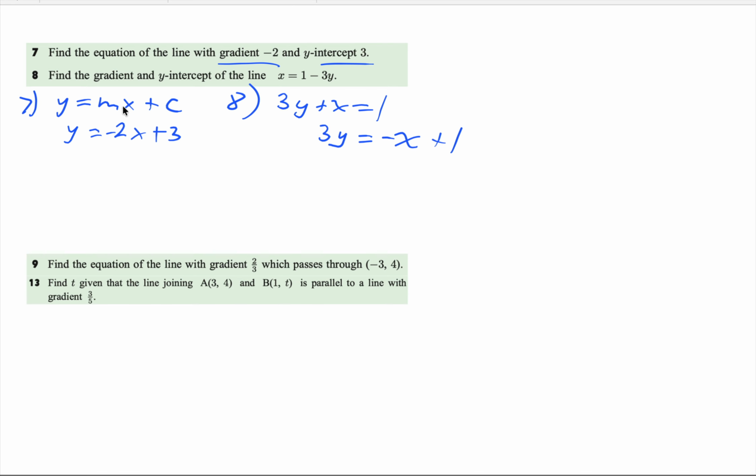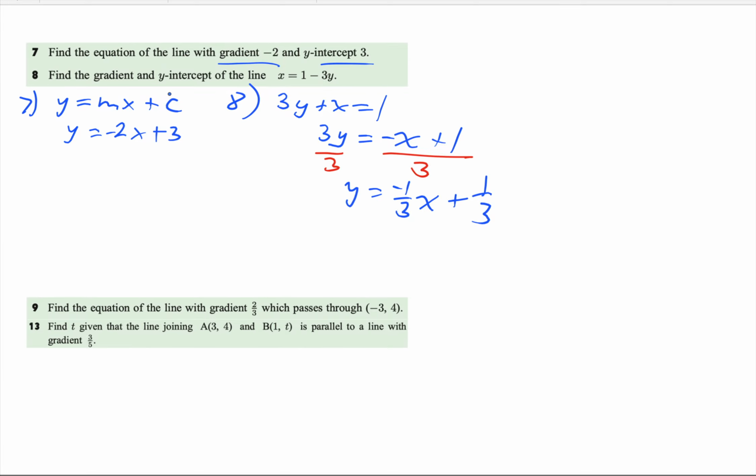And you get 3y equals negative x plus 1. And we need simply y, not 3y, so that means to divide by 3. Now you get to divide everything by 3. Now this is negative x over 3, that's like a negative 1 there. That's negative 1/3 x, and this is 1/3. So this is the equation. And always reflect on the question and see if you have actually answered it. It says find the gradient and the y-intercept, so I'm just going to clearly write gradient equals negative 1/3, and the y-intercept is 1/3.